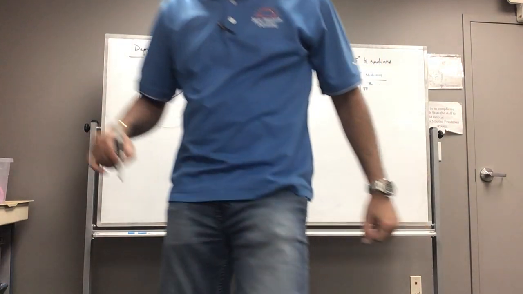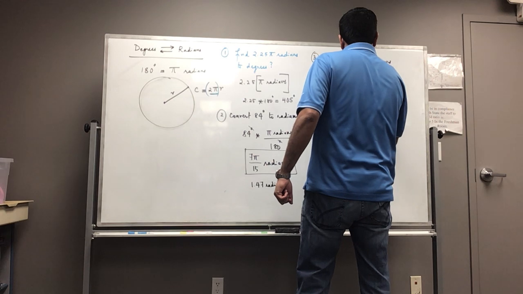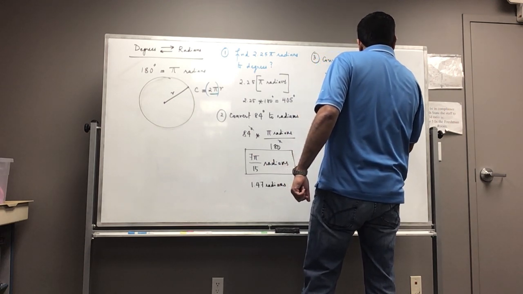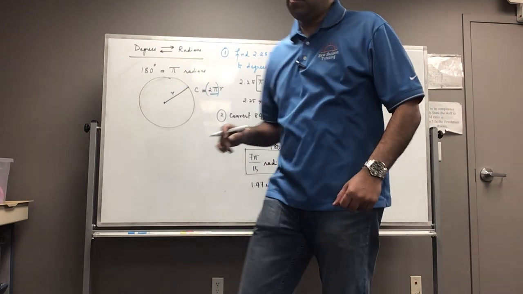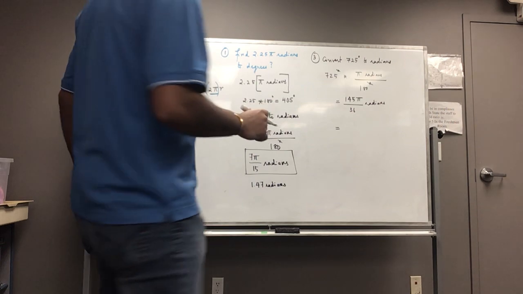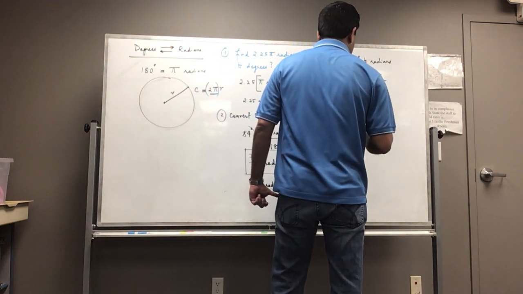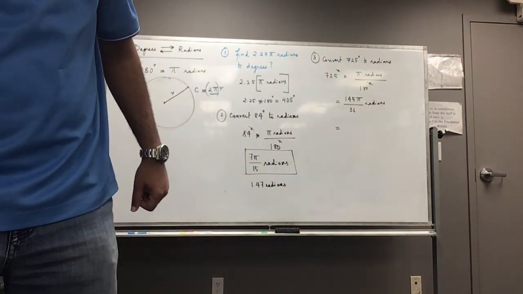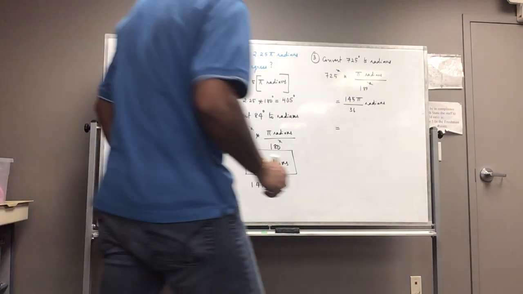I'm getting 145 pi over 36 radians. Is that what you guys are getting? What's the decimal value of that one, just in case? 4.027 repeating. No, that doesn't make sense. With pi? Yeah, with pi. Oh, I don't know. It's 12.653.